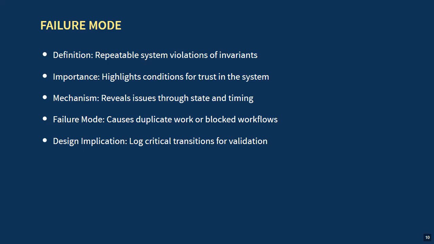When we speak of failure mode, we refer to a repeatable way in which our system can violate an invariant or lose progress. Understanding this is crucial as it sheds light on conditions under which we can trust the system to operate correctly. Issues often surface through state conflicts and timing discrepancies, potentially leading to duplicate work or workflows that become blocked. Hence, logging critical transitions is necessary for validation purposes.